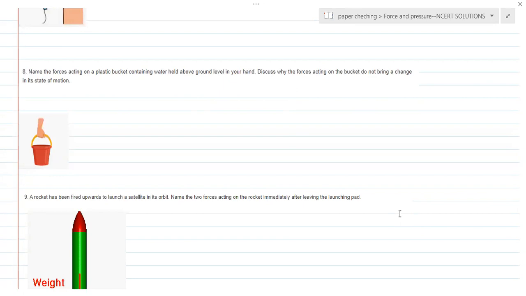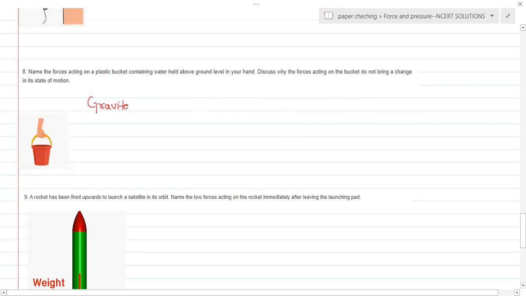Now there will be no change because the muscular force that you have applied in the upward direction and the gravitational force that is acting in the downward direction are balancing each other. So the net force on the bucket is 0. So let's write the answer.